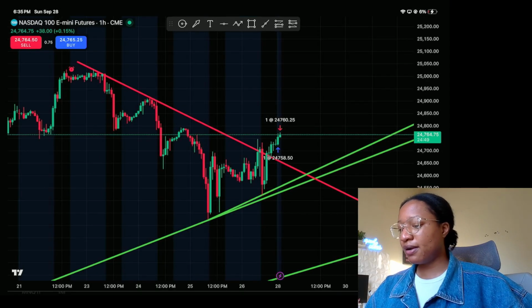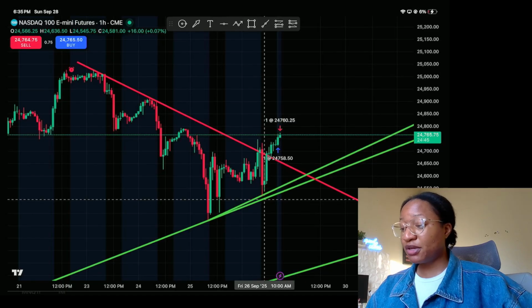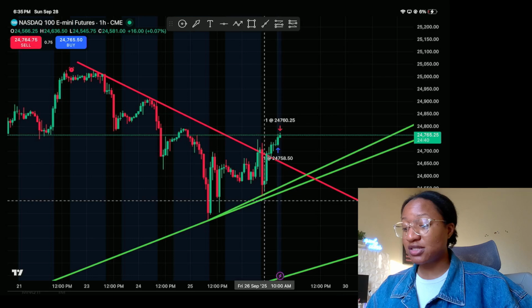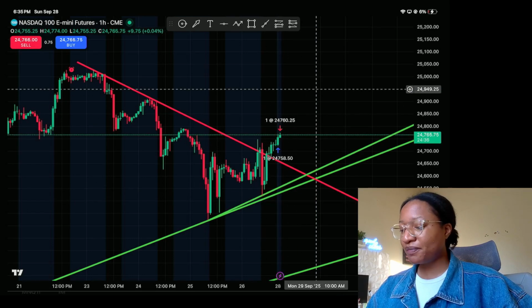Technically, I could have still been in this trade because price didn't go below my stop loss. It just touched it. So see how price is still going back up?